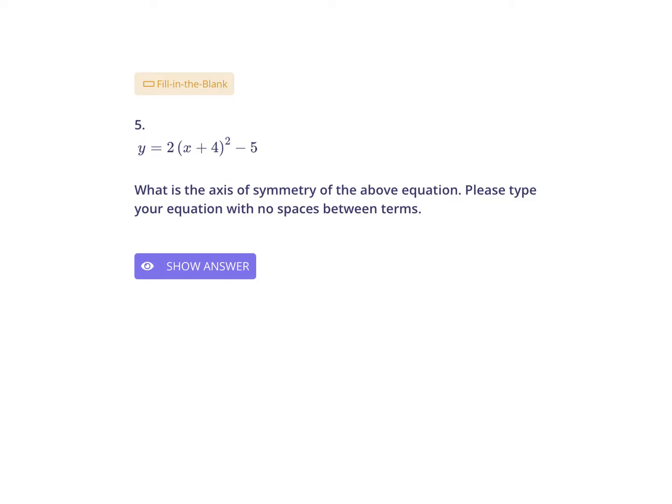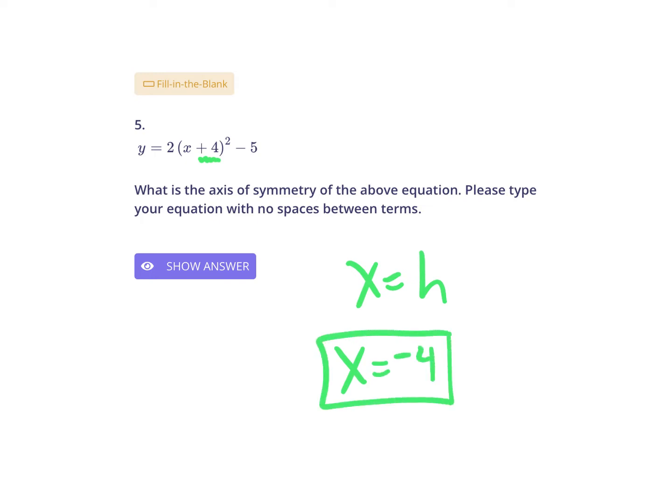Moving on. What is the axis of symmetry of the above equation? Please type in your answer with no spaces. Axis of symmetry is x equals the h value of your vertex. And remember, you always think opposite on h, so you would type in x equals -4. This is your answer. Hit enter, you will get it right.